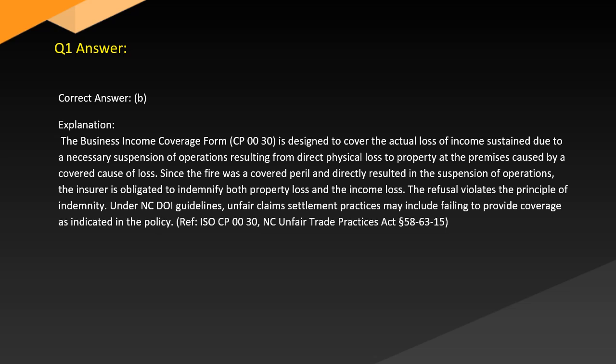Answer. Correct answer: B. Explanation. The business income coverage form CP 030 is designed to cover the actual loss of income sustained due to a necessary suspension of operations resulting from direct physical loss to property at the premises caused by a covered cause of loss, since the fire was a covered peril and directly resulted in the suspension of operations. The insurer is obligated to indemnify both property loss and the income loss.